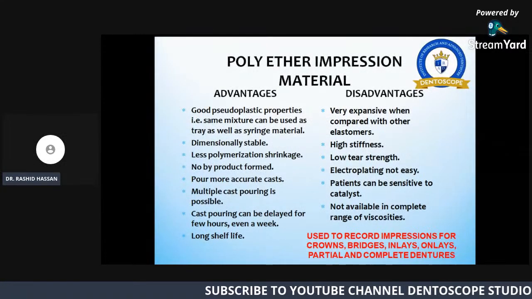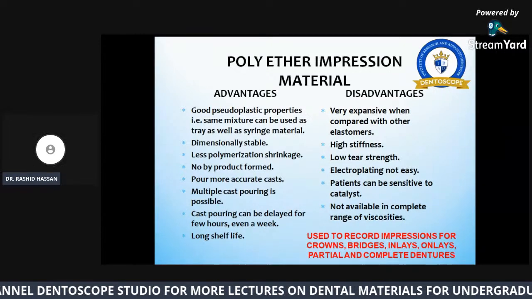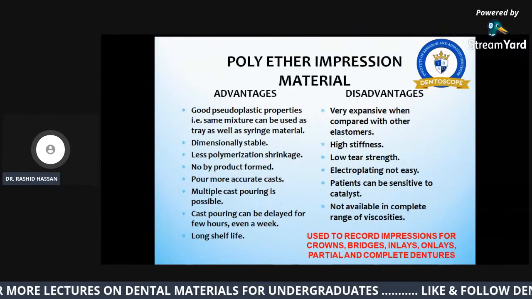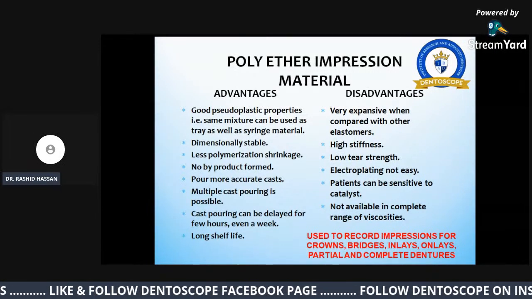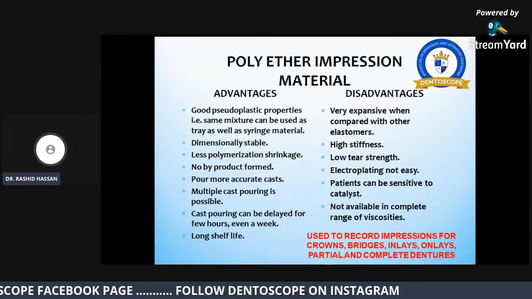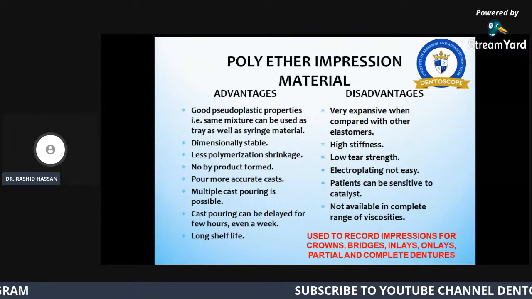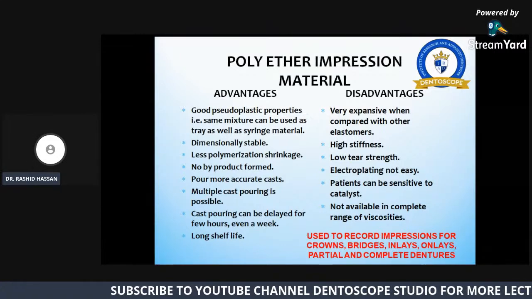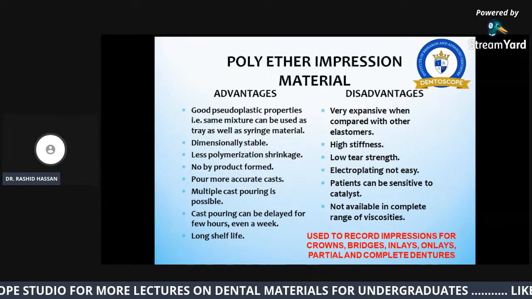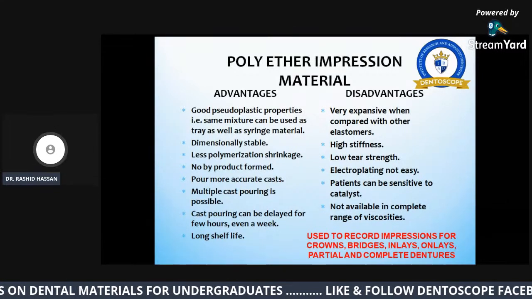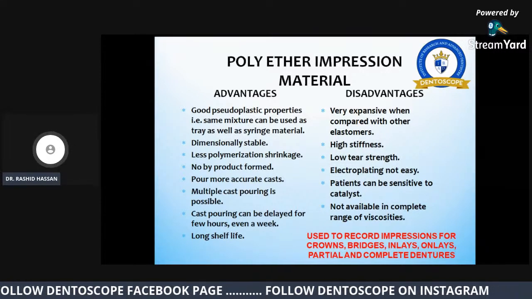So advantages, well, just keep this in mind. I'll talk about it after these advantages and disadvantages. I want a few things to be very clear. So the advantages are good pseudoplastic properties, which means that the same mix can be used as tray as well as syringe material, so there is no change in the properties. Dimensional stability is also very good. Less polymerization shrinkage, no byproduct formation. Well, this is the thing I wanted to talk about, which I said I will talk about later. But here I should mention it.